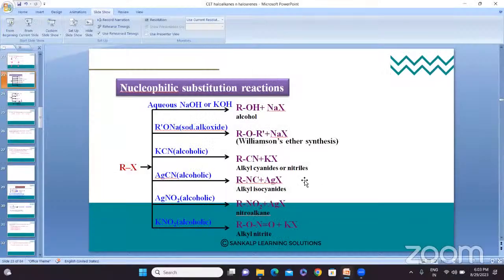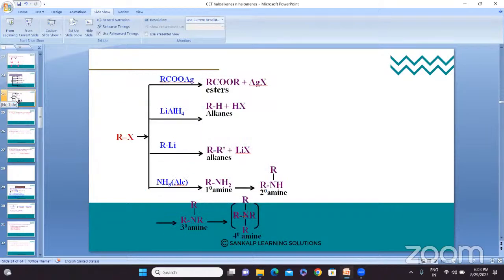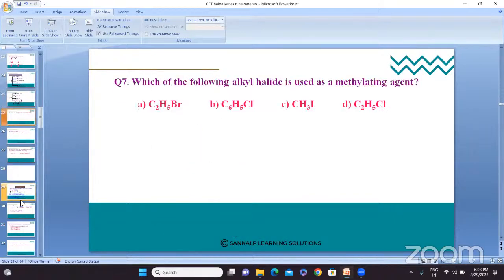Nucleophilic substitution reactions. So how to prepare? How alkyl halides undergo nucleophilic substitution reactions. We have seen different substitution reactions, right? Based on that, we have also solved some MCQs.